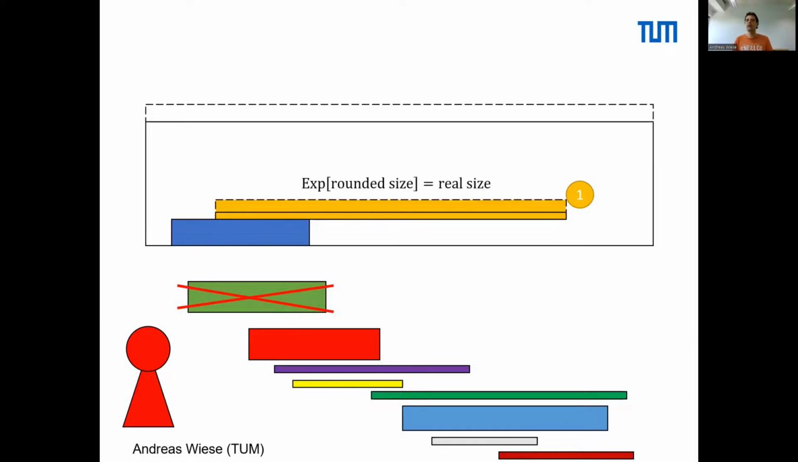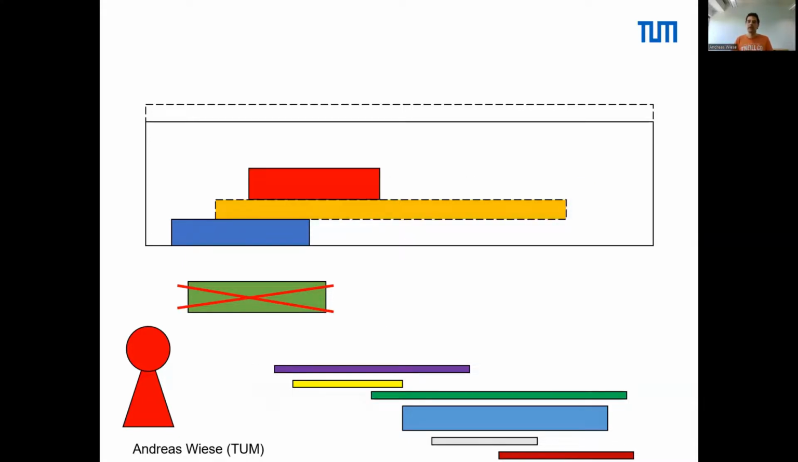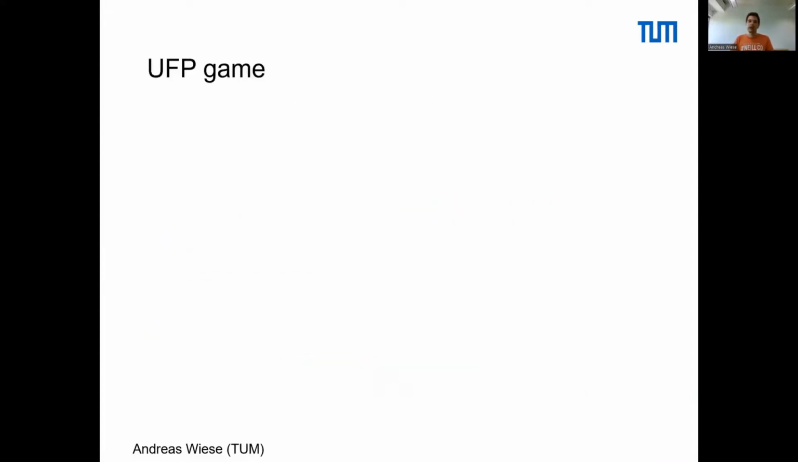Suppose this coin is biased such that in expectation, the rounded size of these tasks is the same as the real size of the task. Yeah, so in some sense, we introduce some variance here artificially. So now suppose this task is rounded up, then we proceed. So maybe the player selects the red task and then rejects the purple task and rejects the yellow task, and the game goes on. Now this is what I would call the UFP game.